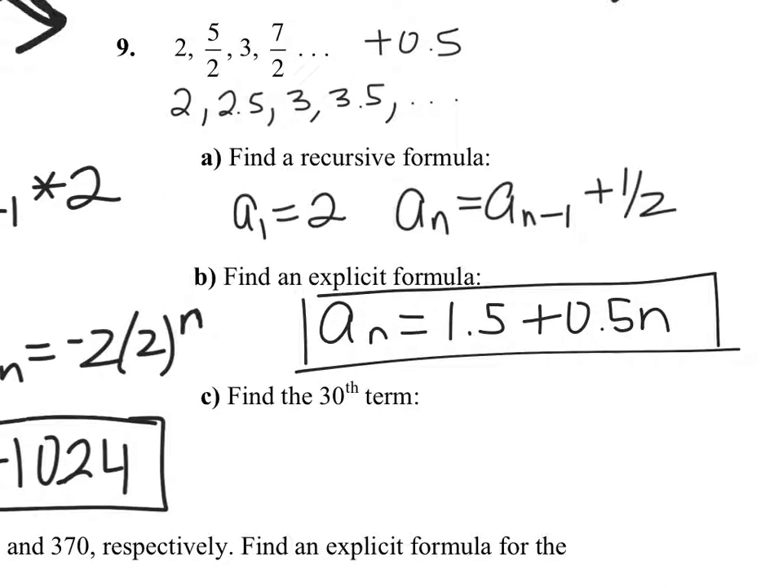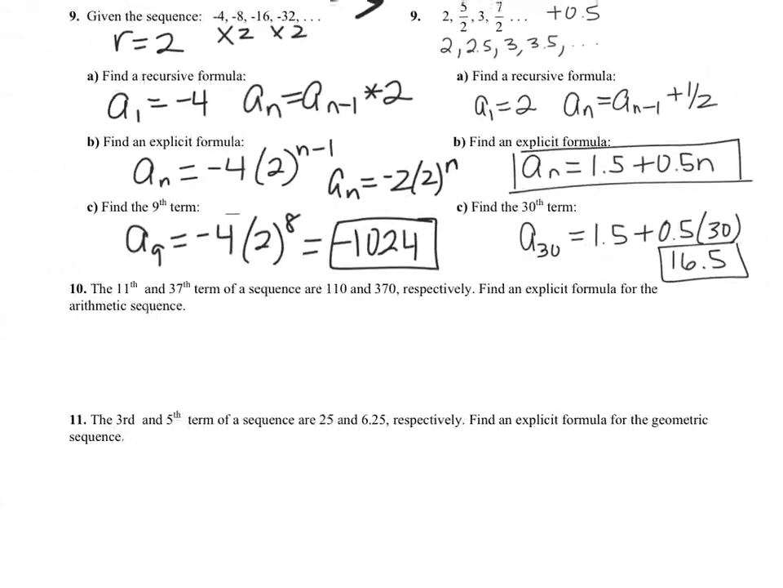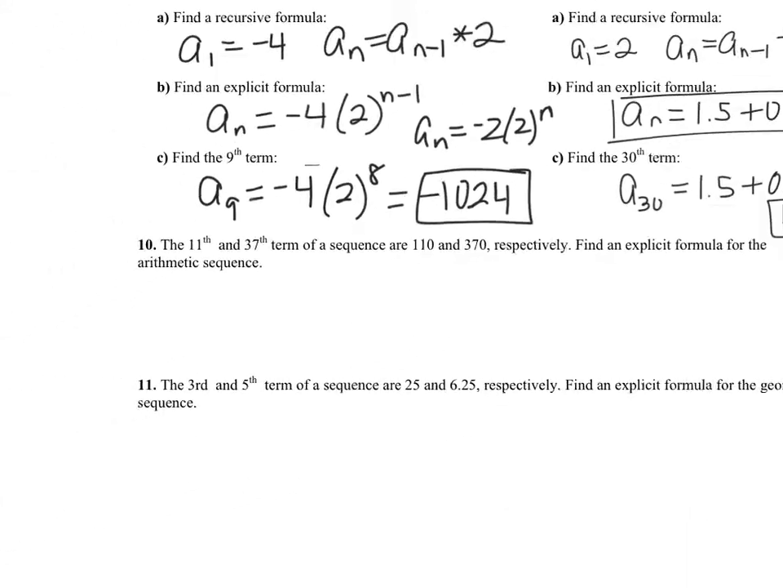And then to find the 30th term, you're going to plug in 30. So the 30th term is equal to 1.5 plus 0.5 times 30. So that would be 15 plus 1.5 is 16.5. There you go. Or 33 over 2, if you want to write it as a fraction. So far, so good? All right, number 10.